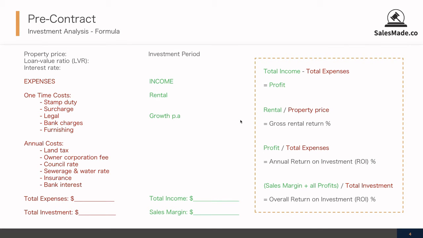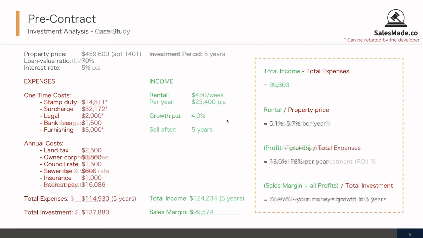And if you recall that we have this investment analysis report left blank, if we simply copy and paste the numbers from the Excel spreadsheet into here, we basically have an investment report. So again, going through this, recalling the numbers from the Excel spreadsheet: apartment 1401, 459,600. Let's say we invest for 5 years. We borrow 70% from the bank, paying the bank 5% interest per annum, interest only.